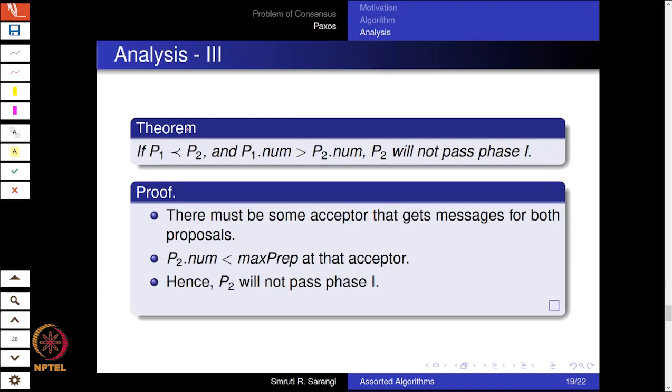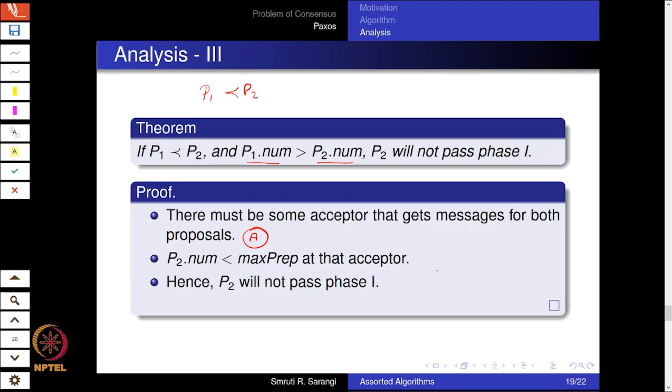So we considered concurrent proposals in the last theorem. Now let us look at two proposals where one precedes the other. So if P1 precedes P2, what happens? See, if P1 precedes P2 and P1's number is greater than P2's number, then P2 has to fail, right? P2 will not pass phase 1, P2 has to fail. So this is very easy to prove. We will consider a common acceptor, and there has to be a common acceptor because they send messages to a majority of acceptors. So there has to be one acceptor in common.